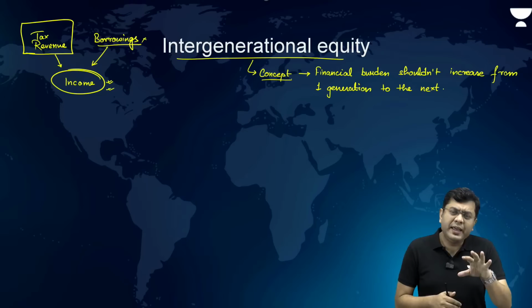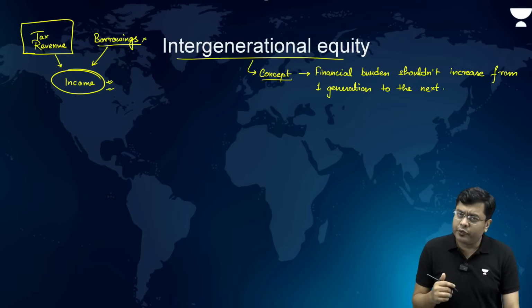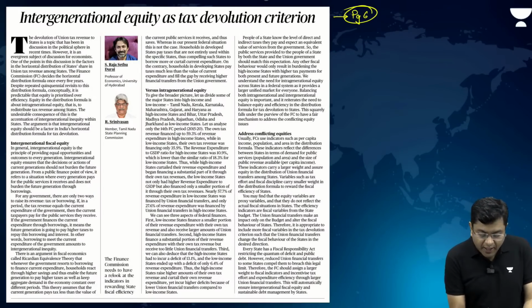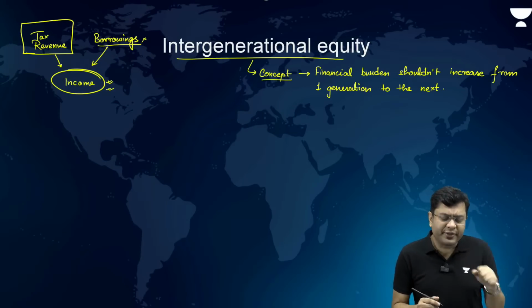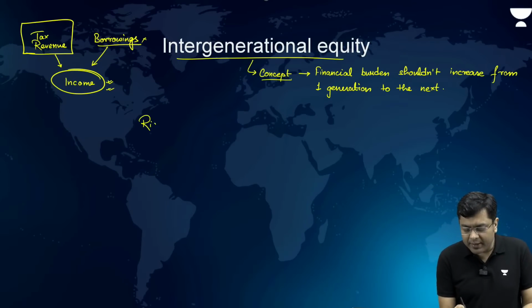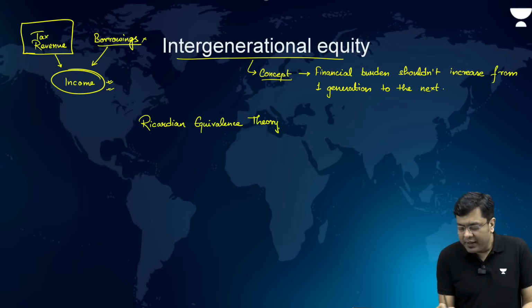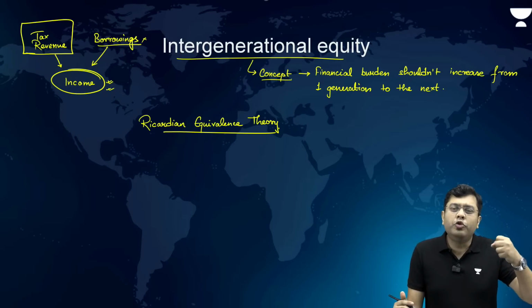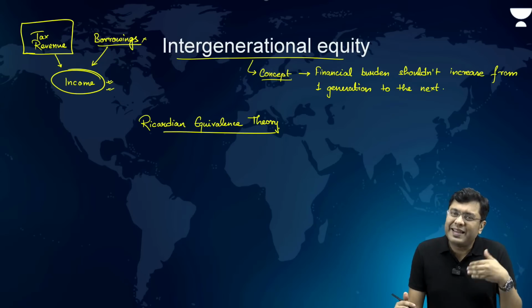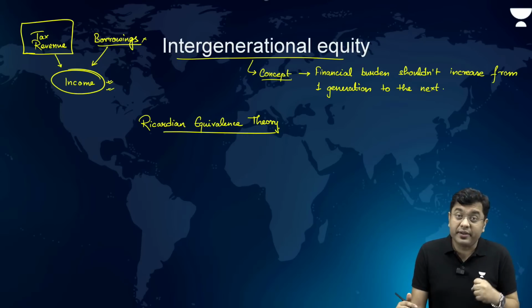Now here, there is also this concept that is referred to in this article as the Ricardian equivalence theory. Just the basics of it is what is required, not in-depth knowledge of these theories. So, this Ricardian equivalence theory talks about the fact that whenever a government goes for borrowings, the savings rate of the economy or the savings rate of the household increases.